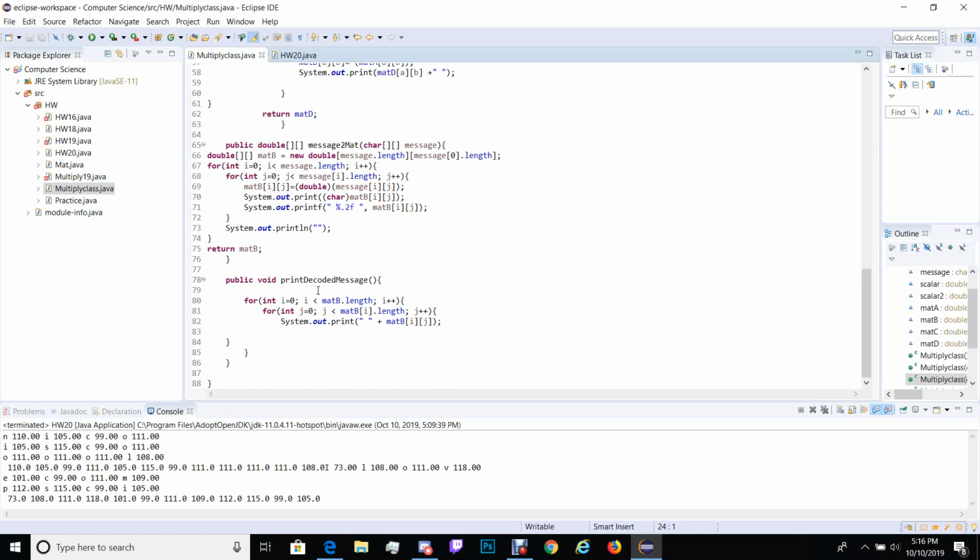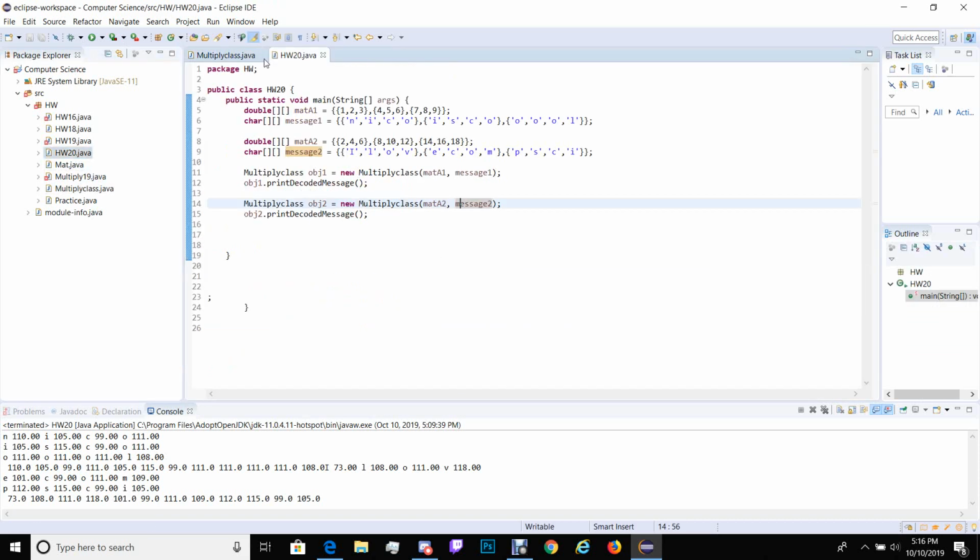So I'm basically encoding it, and then decoding it, and then it's going to print it out at the bottom. So we'll just run it and see what happens.